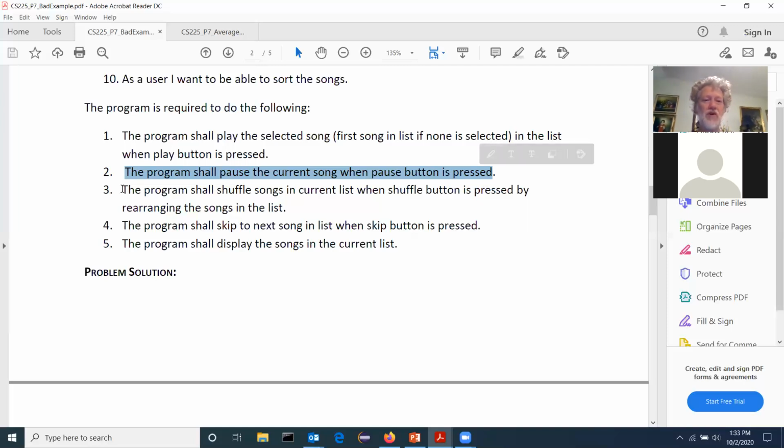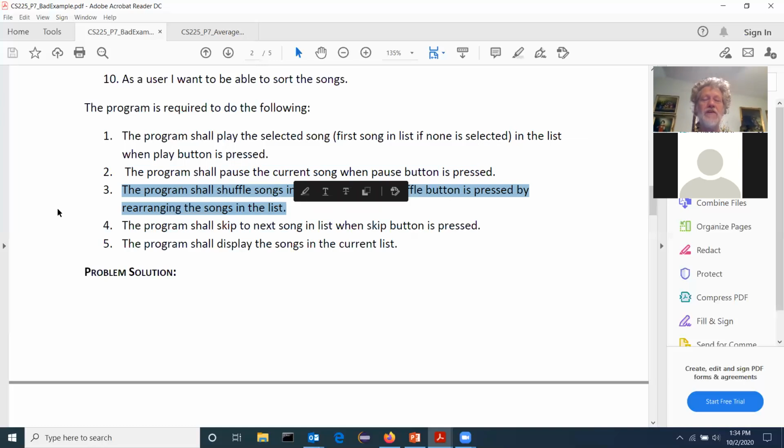How about this one? The program shall shuffle songs in current list when shuffle button is pressed by rearranging the songs in the list. First of all, how would you cheat that?